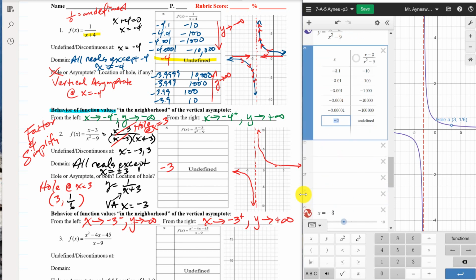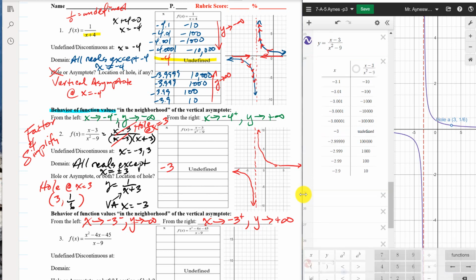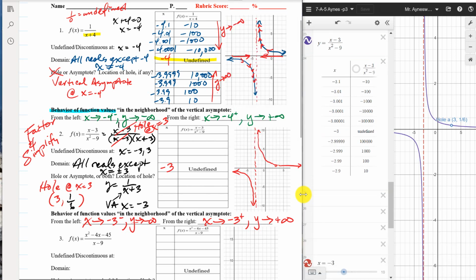And then on the right hand side, let's get close on the right hand side. So negative 2.9 is pretty close, not very close. Negative 2.99 is closer, and then negative 2.999 is even closer, and then you can do as many nines as you want. That gets even closer. All right, so you notice the function values there. Okay, make sure you hit the save button too, by the way. And then just go ahead and plot it.